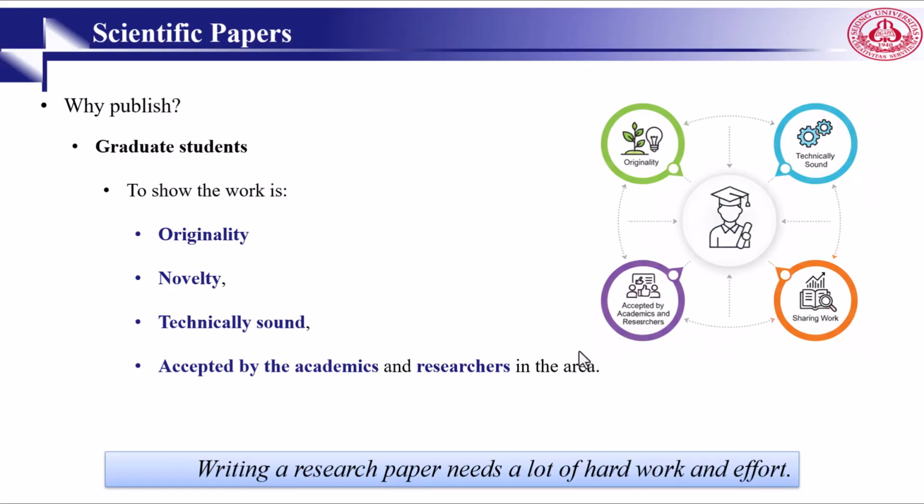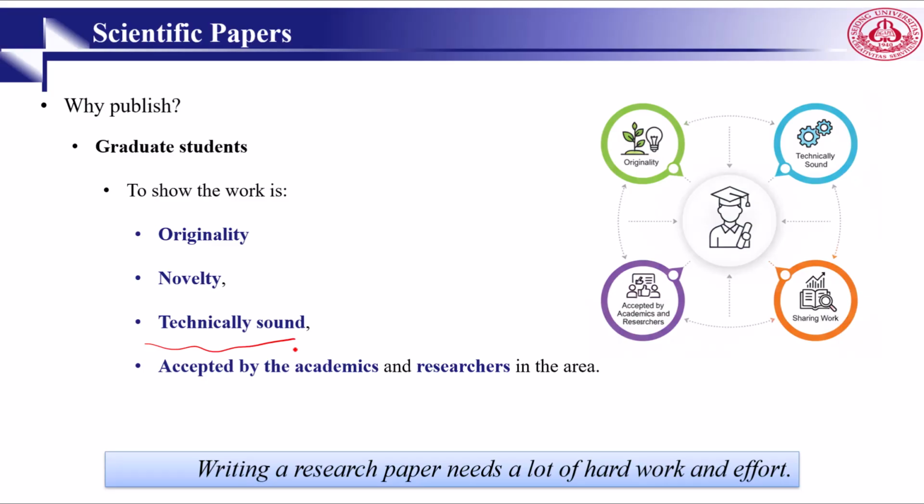For graduate students, publishing plays a crucial role in demonstrating the quality and significance of their research. Publishing provides clear evidence that their work possesses originality. It means publishing contributes something new to the field rather than repeating what is already known. Publication also highlights the novelty of the research. It shows that the ideas, methods, or results introduce a fresh perspective or advancement in the domain. Moreover, a published paper reflects that research is technically sound. It shows that the methods are rigorous, the analysis is valid, and the conclusions are supported by solid evidence.